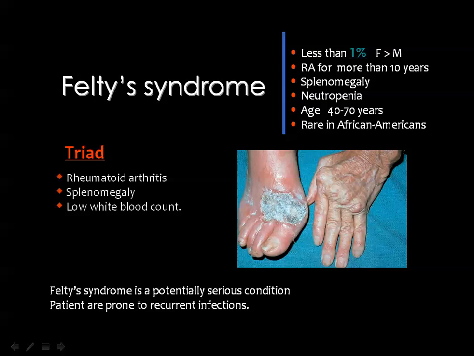Then Felty syndrome is just rheumatoid arthritis with leukopenia or decreased blood leukocyte count and the enlargement of the spleen. This is present in less than 1% of the population, and frequently seen in patients with rheumatoid arthritis of more than 10 years duration, and this is the age incidence.